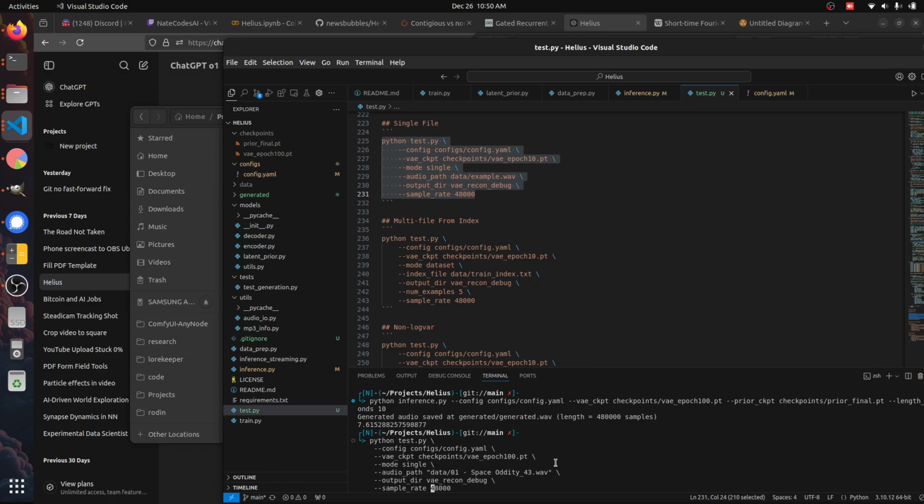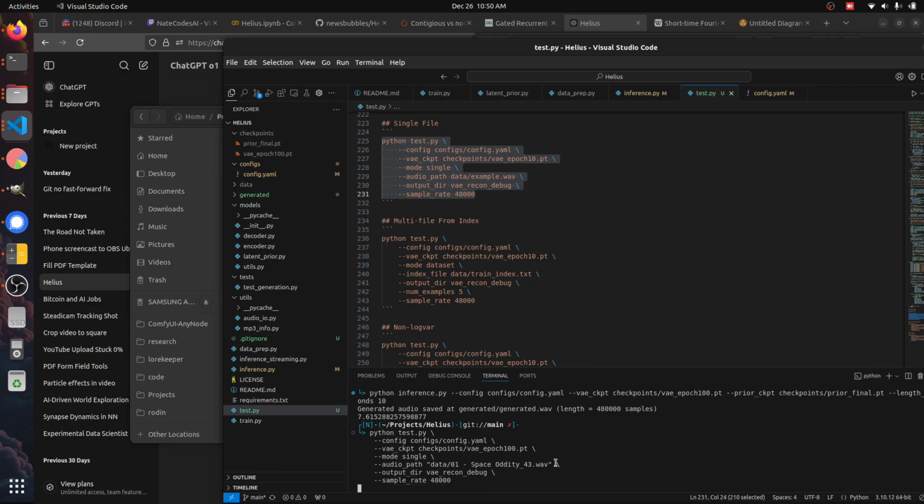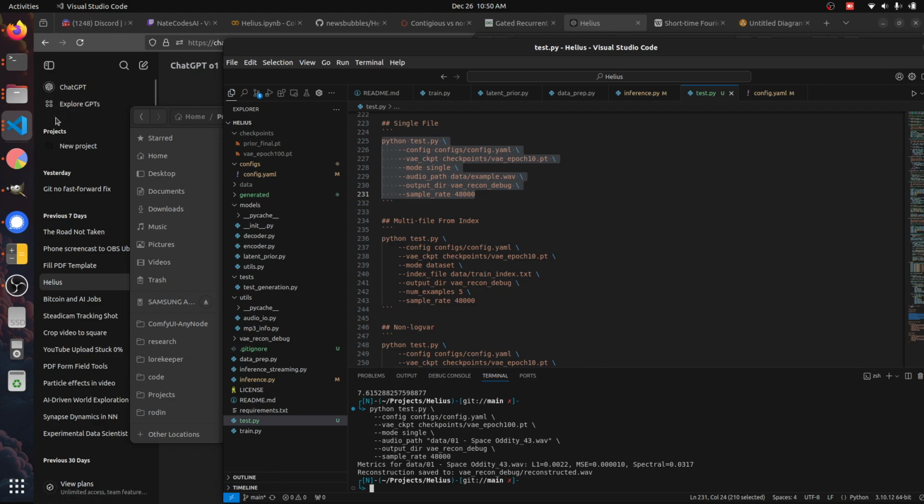VAE recon debug. Okay. Did I get... Oh, reconstruction saved.